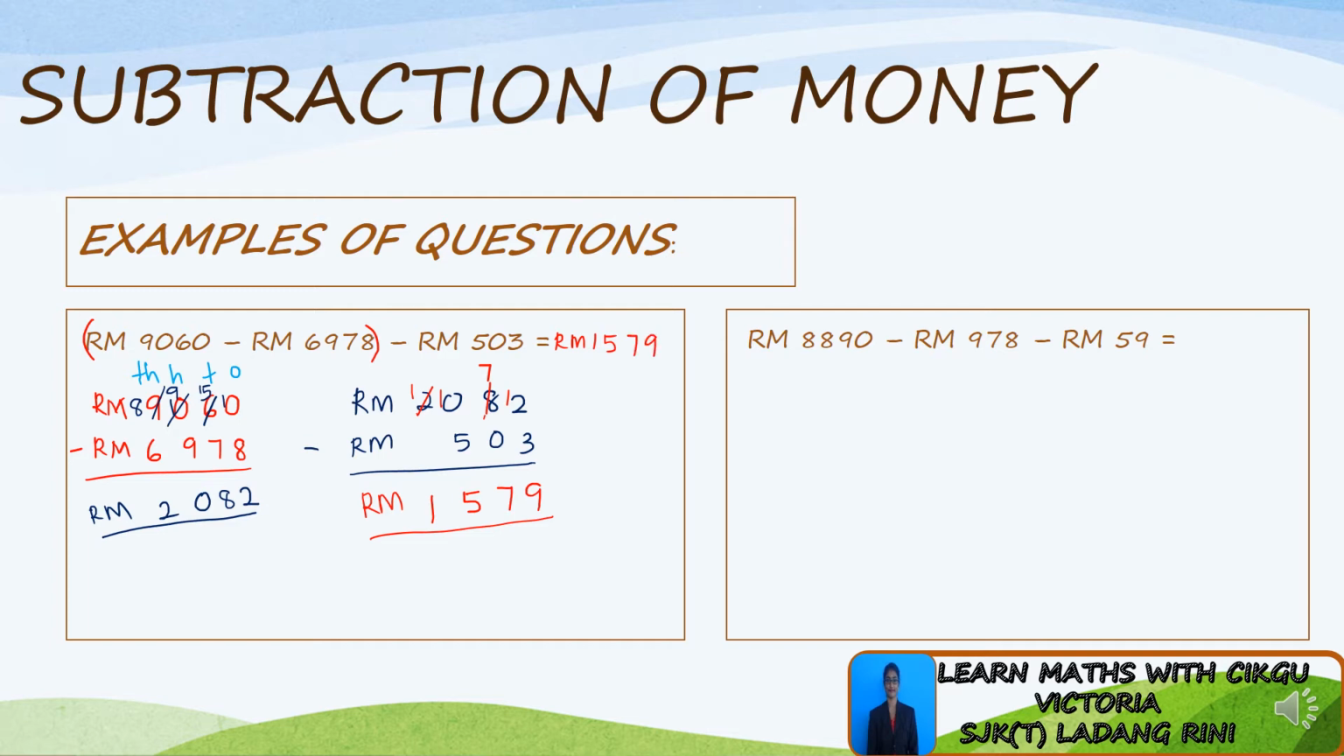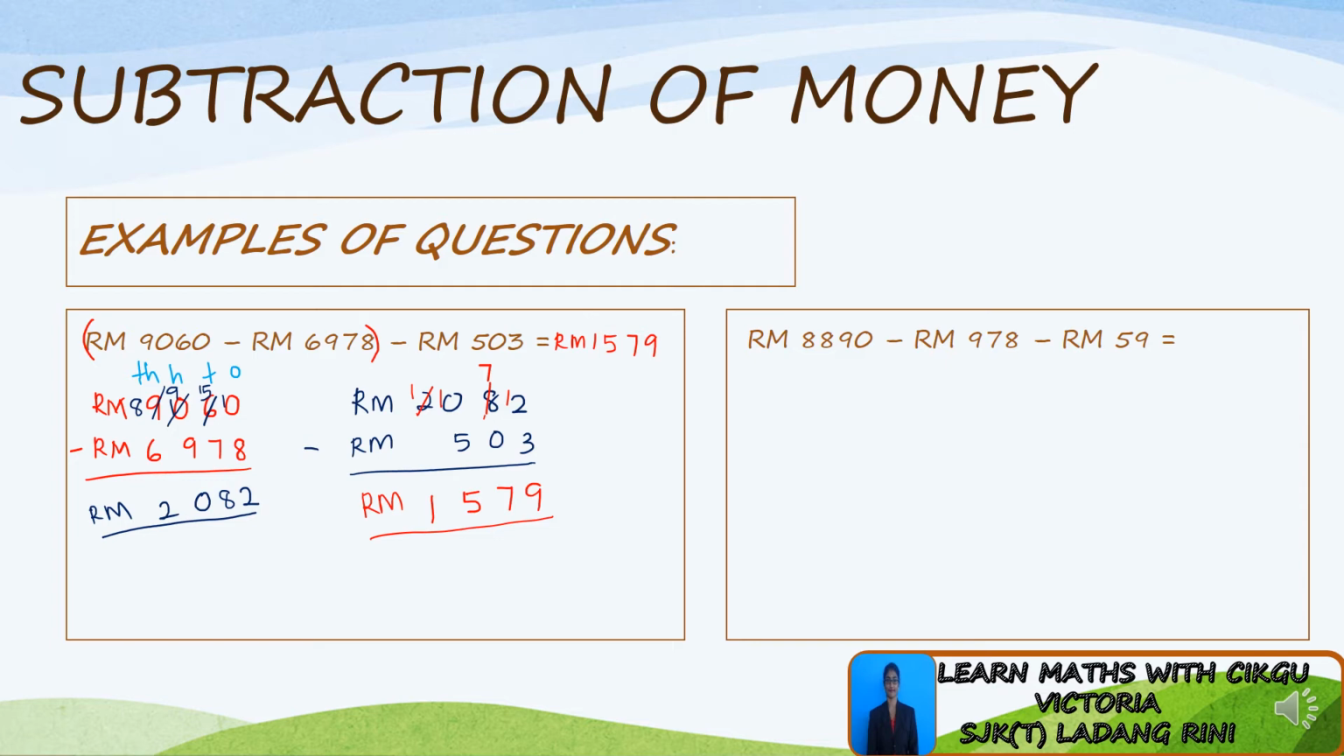Okay, now look at the next question. Here also got three numbers. Okay, 8,890 ringgit minus 978 ringgit minus 59 ringgit.